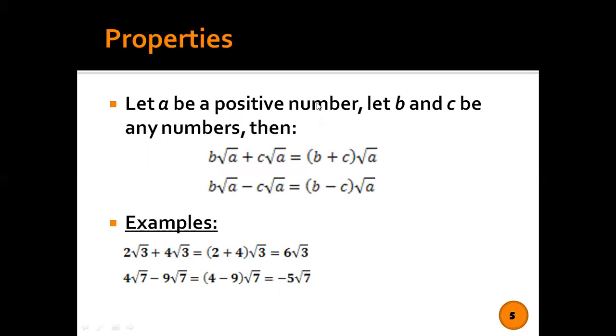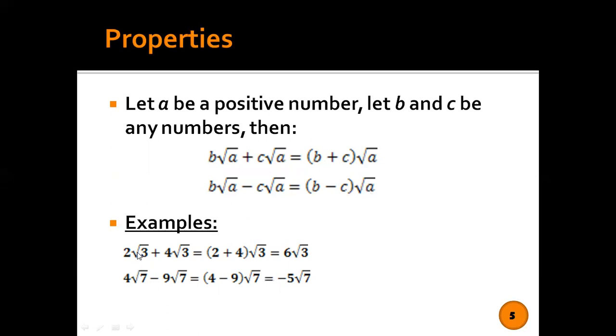Let a be a positive number. Let b and c be any two numbers. Then b radical a plus c radical a. Here we can take radical a as a common factor. So we get b plus c all times radical a. Similarly for the negative, b radical a minus c radical a equals b minus c all times radical a.